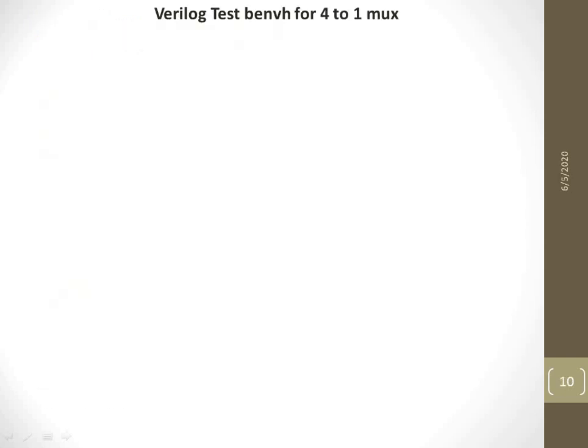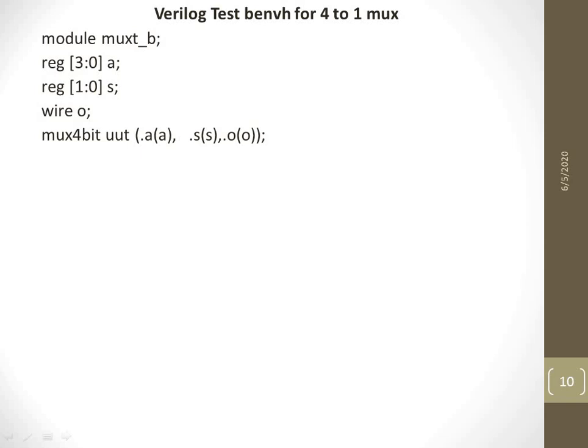Now how to write the test bench? Module test mux t underscore b. Here you can see in the module statement we don't have any ports, but I need to map it so as to pass the stimulus. So this is taken as a reg type. As I said, reg and wires are intermediate signals. So wire is O. Now the same multiplexer which I have declared as the main program is called as a unit under test and I map the ports A to A, S to S and O to O.